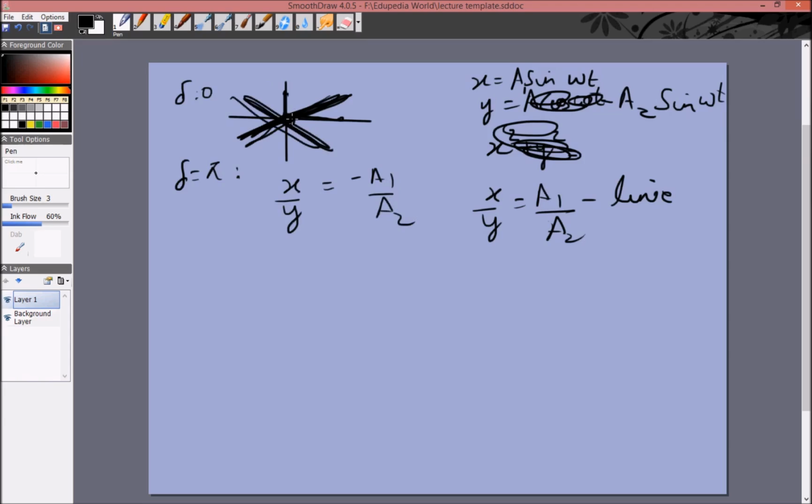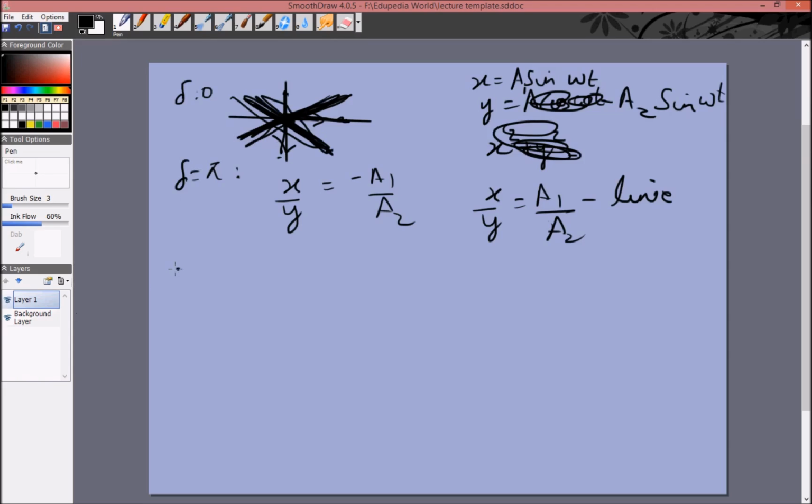Then as x starts increasing, y starts decreasing, right? Because the phase difference of pi is there. So when x is at its maximum extreme position positive, y will be at its maximum extreme position in the negative. So it will be here and it will keep moving on this line.